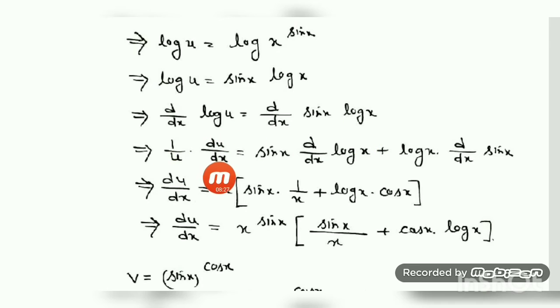This is 1 by u du/dx. Using the u into v rule, because this is a function of x and this is a function of x: sin x, first function, derivative of log x, plus log x, derivative of sin x. This u I just bring to the right side, du/dx equals u into sin x, derivative of log x is 1 by x, plus log x, d/dx of sin x is cos x. So here the derivative is completed.